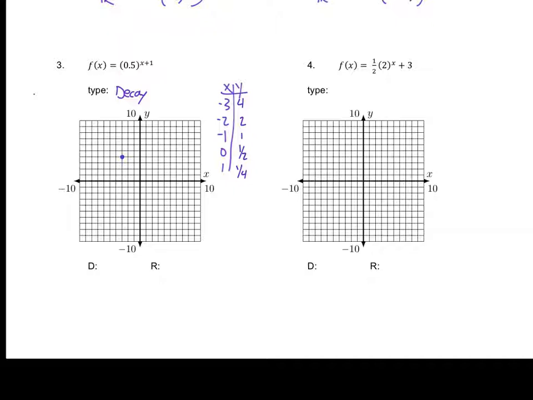We'll plot those numbers, so -2, 2, -1, 1, 0, 1/2, 1, 1/4. Domain, all real numbers again. Range, we're going from 0 to infinity.